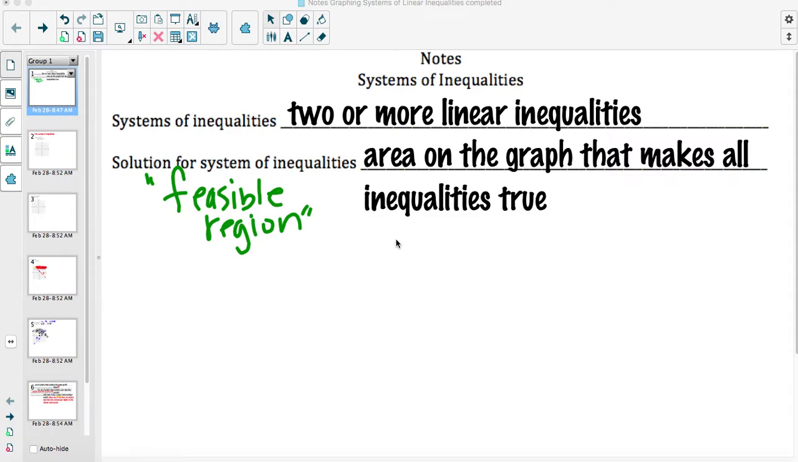Okay, here are the notes for systems of inequalities. I'd like you to go ahead and copy down this vocabulary and hit pause until you get it copied down.